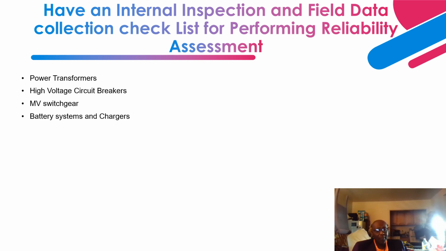So you should have an internal inspection checklist for power transformers as an asset, and also high voltage circuit breakers as an asset, medium voltage switchgear as an asset, battery systems and chargers as an asset, and gas insulated switchgear as an asset.